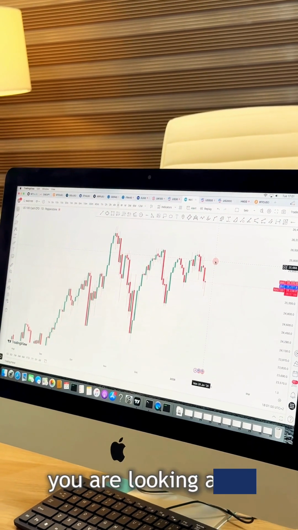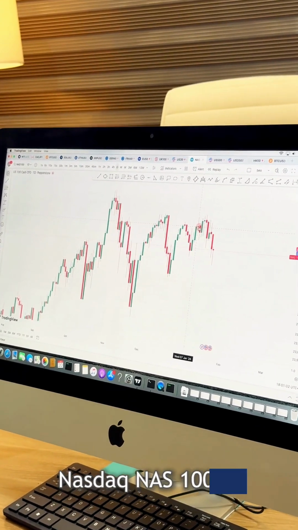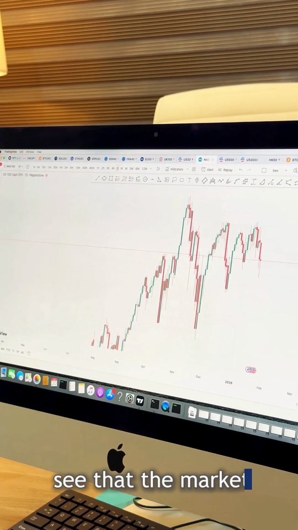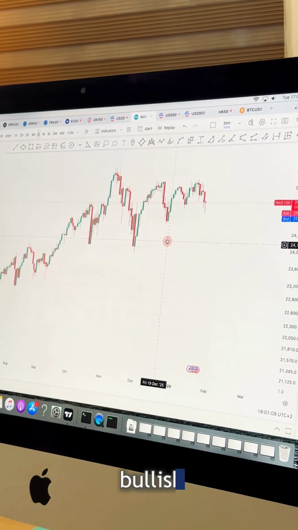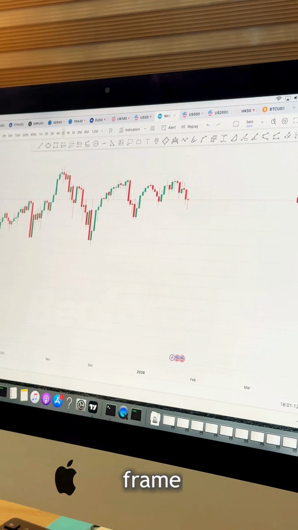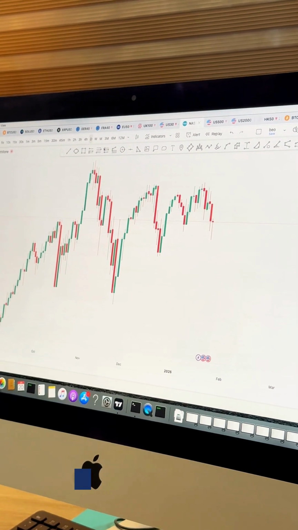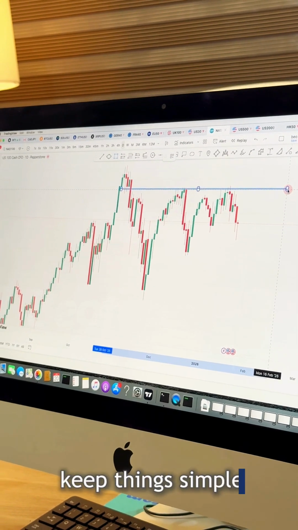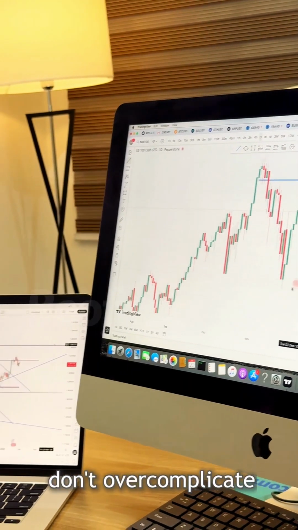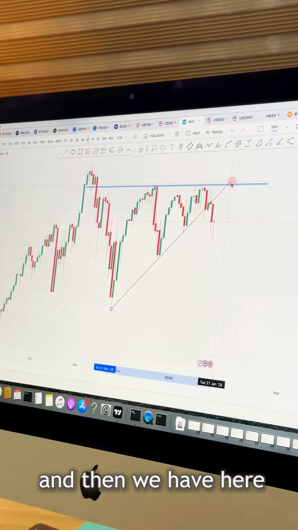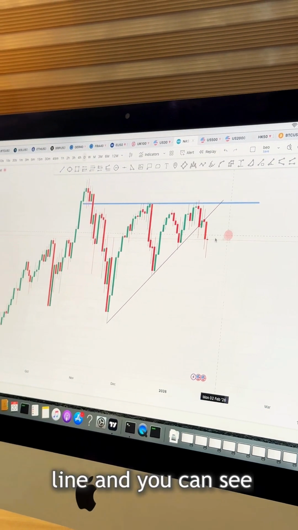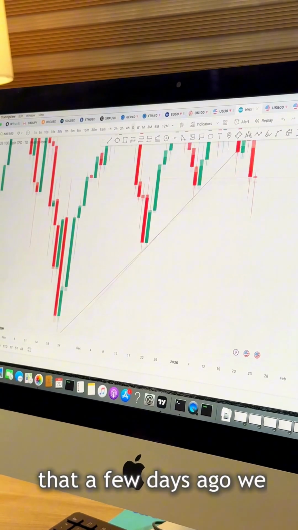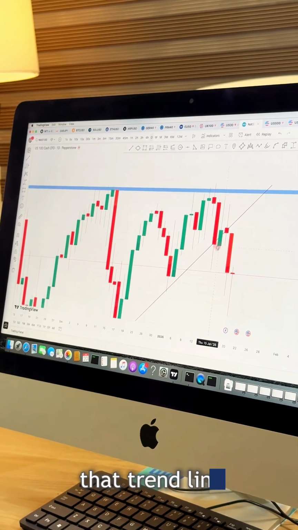First and foremost, what you're looking at on the screen is called NASDAQ, NAS 100, US Tech, whatever you want to call it. First of all, we can all see that the market structure for this particular market is bullish on the daily time frame. But that notwithstanding, we have here a resistance level. I just want to keep things simple for you guys so that you don't overcomplicate things yourself. And then we have here a trend line. You can see here that prior to this particular time, a few days ago, we did not have a break of that trend line structure yet.